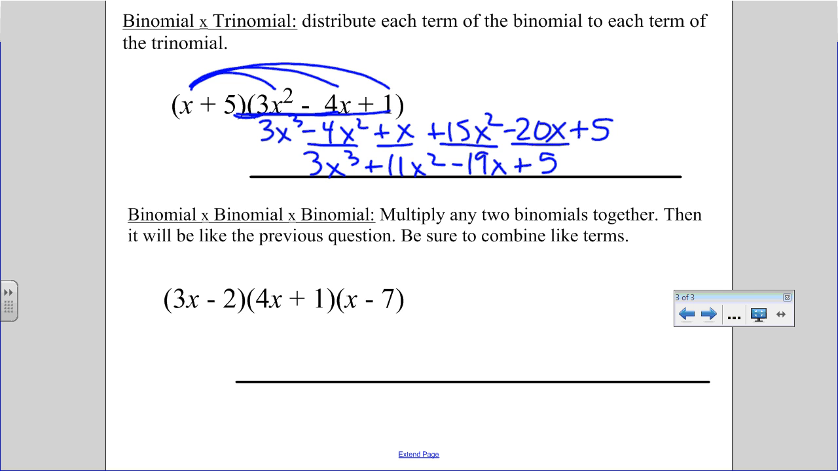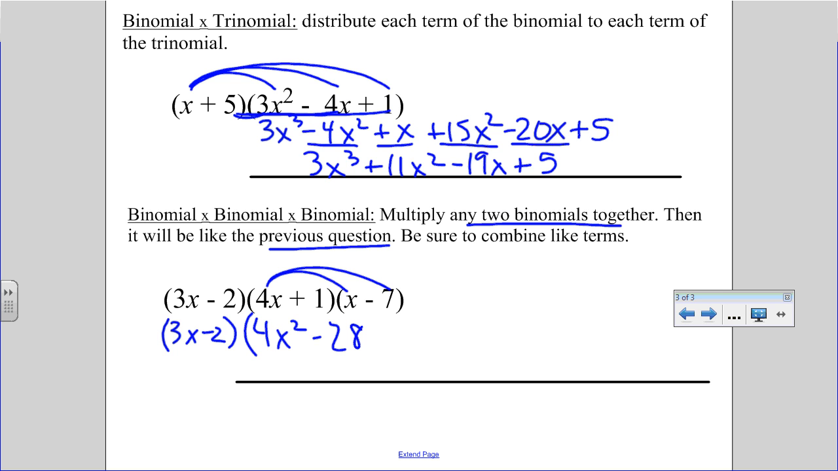Now for the last one, you can multiply any of the two polynomials together and then use that new problem to make one like the previous question. So we're going to make it look like binomial times a trinomial. So what I want to keep in mind here, guys, is I'm going to take this 3x minus 2 and save it for the front. It's going to look like what we had there. Now I'm going to distribute here. I get 4x squared minus 28x plus x and then minus 7.